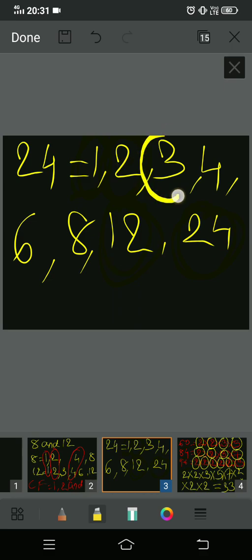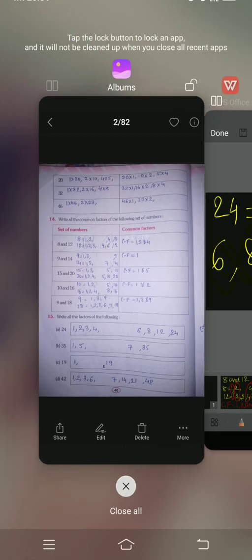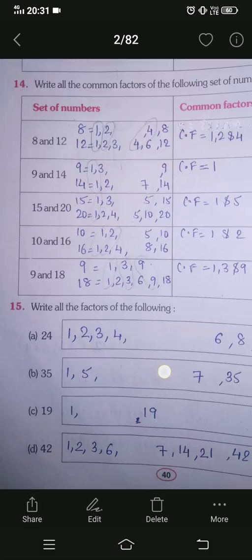In the table of 3, when does 24 come, children? 3 8s are 24, so we wrote 3 also, 8 also. The next number was 4. In the table of 4, when does 24 come? 4 multiplied by 6, 4 6s are 24. So we have got the numbers. That is what we have to write: 1, 2, 3, 4, 6, 8, 12, 24 over here in this column.